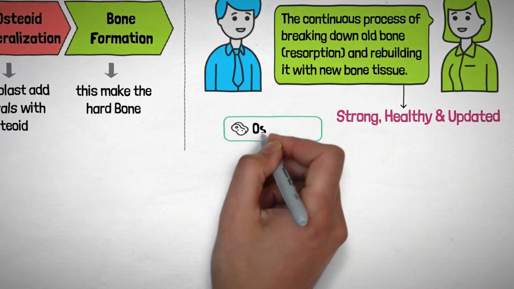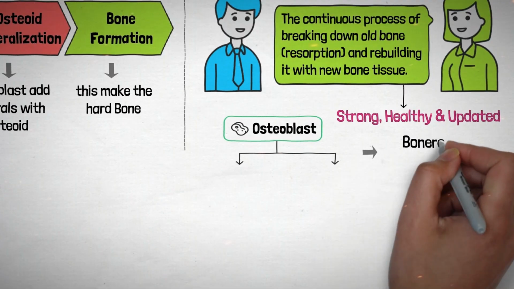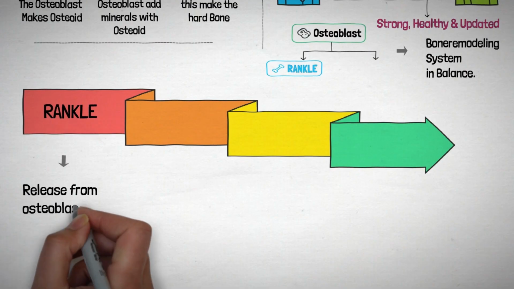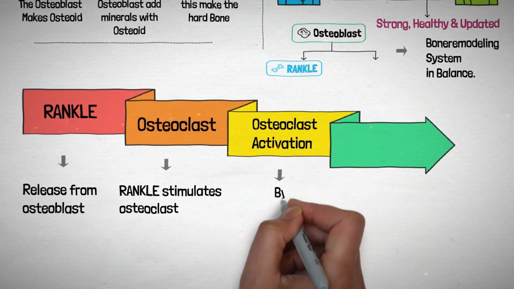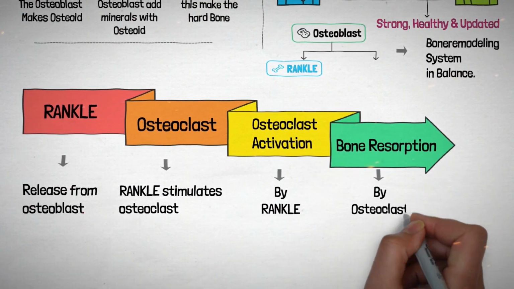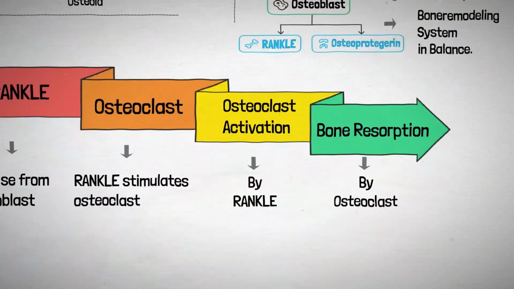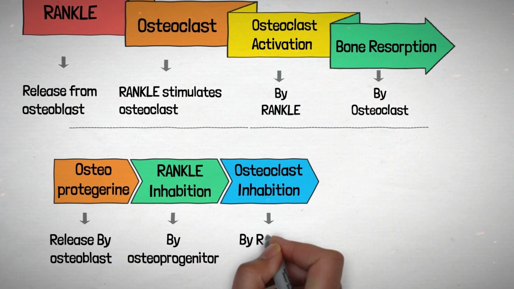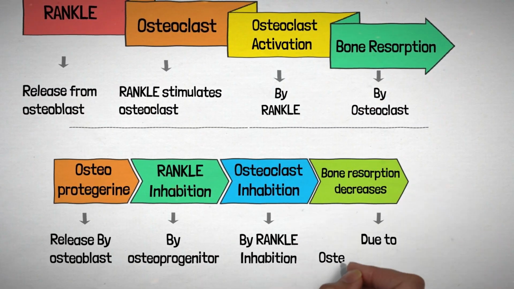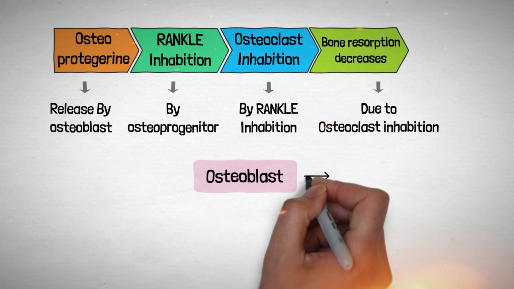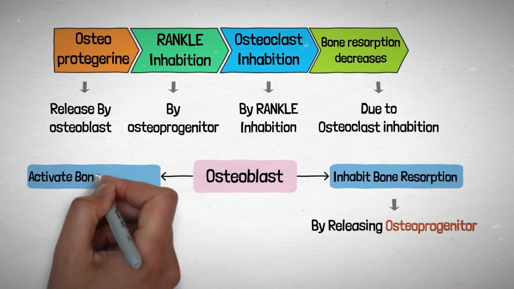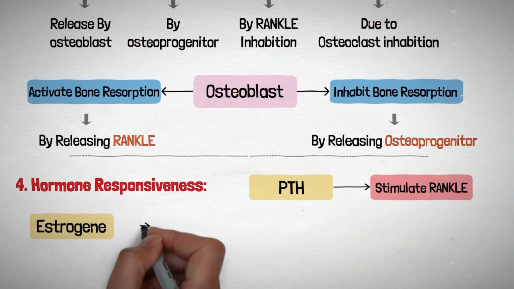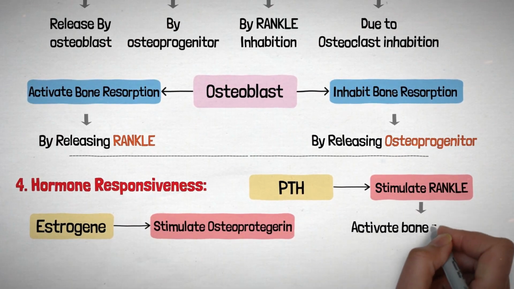Osteoblasts produce two important proteins that keep the bone remodeling system in balance. The first is RANKL. This protein is released by osteoblasts and stimulates osteoclasts. As a result, osteoclasts become active and start the resorption, that is, the breakdown of bone. The second is osteoprotegerin. It is the natural blocker of RANKL. Osteoprotegerin inhibits osteoclasts. That means it reduces their activity so that bone resorption does not become excessive. In other words, osteoblasts not only build bone but also control the mechanism of bone breakdown. Hormone response stimulates the RANKL system while osteoprotegerin counteracts it.